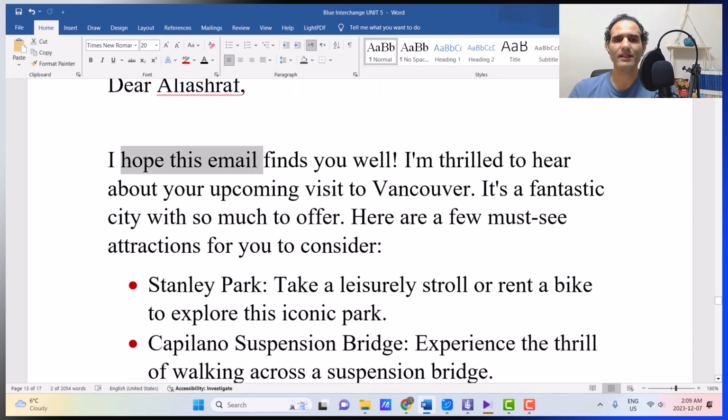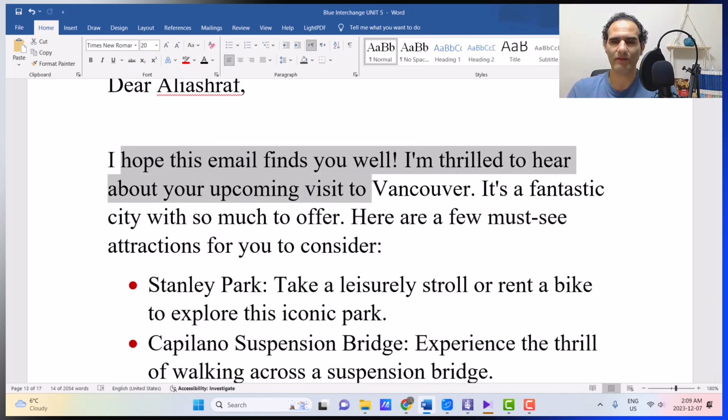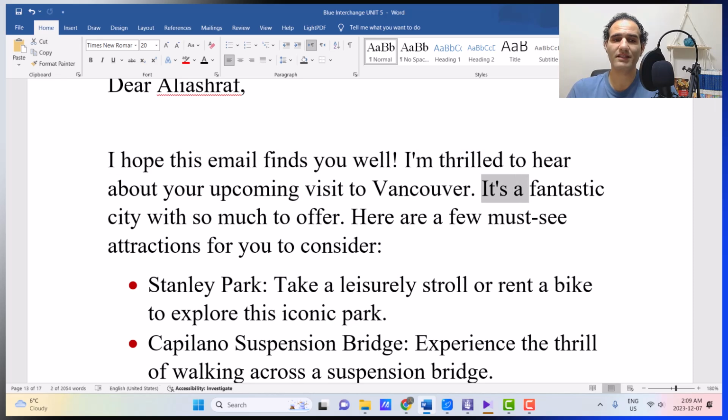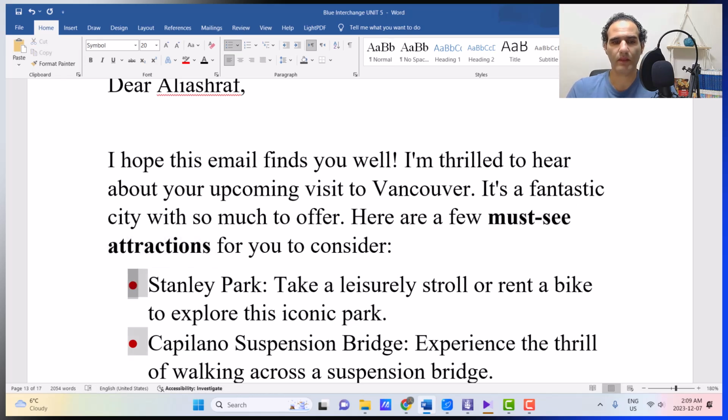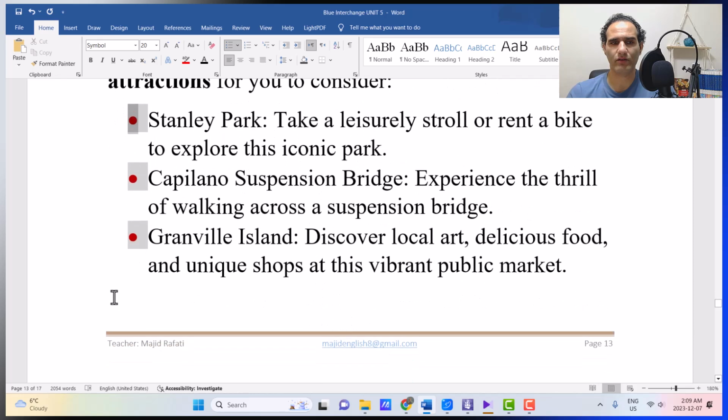I hope this email finds you well. I am thrilled, happy, to hear about your upcoming visit to Vancouver. It's a fantastic city with so much to offer. Here are a few must-see attractions for you to consider. Must-see, like a must-watch movie or a must-read book. So, these are the attractions of Vancouver.